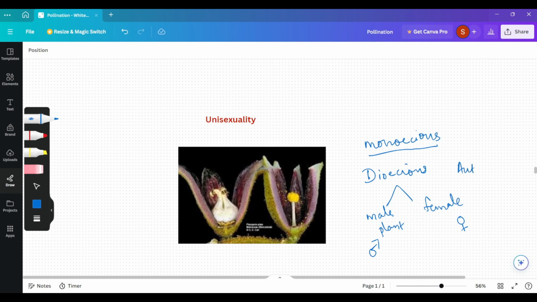So autogamy or geitonogamy is not possible here, and in the monoecious case, autogamy is not possible, but there is a chance of geitonogamy.